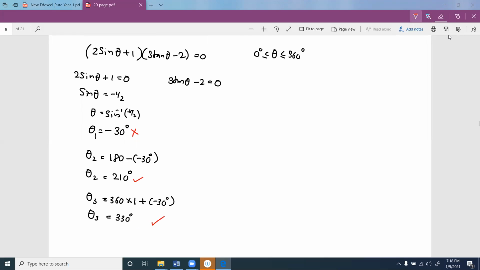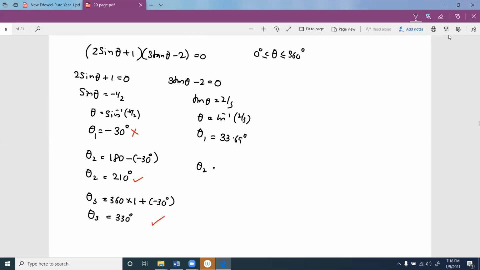Then that is the answer, because you don't need to get 360 twice, as it will definitely exceed 360. From here, you can say tan theta equals 2 over 3. So theta equals tan inverse 2 over 3. That is theta 1, which is 33.69. 33.69, this one is also within the range.